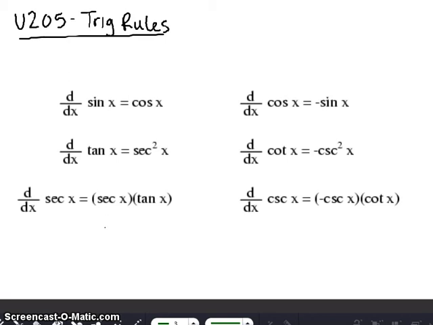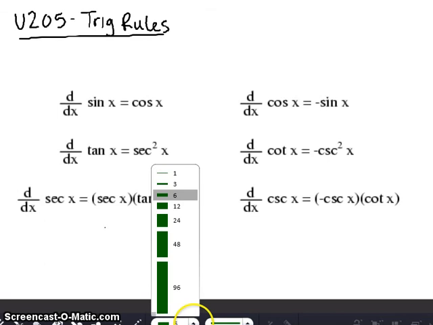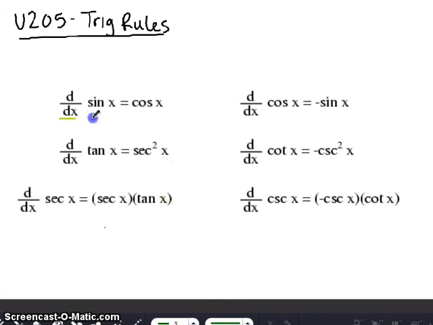When you see d/dx of sine of x, that just means the derivative of sine of x. Sine of x is our function. So the derivative of sine of x is cosine x. The derivative of tangent x is secant squared x. The derivative of secant x is secant x times tangent x.